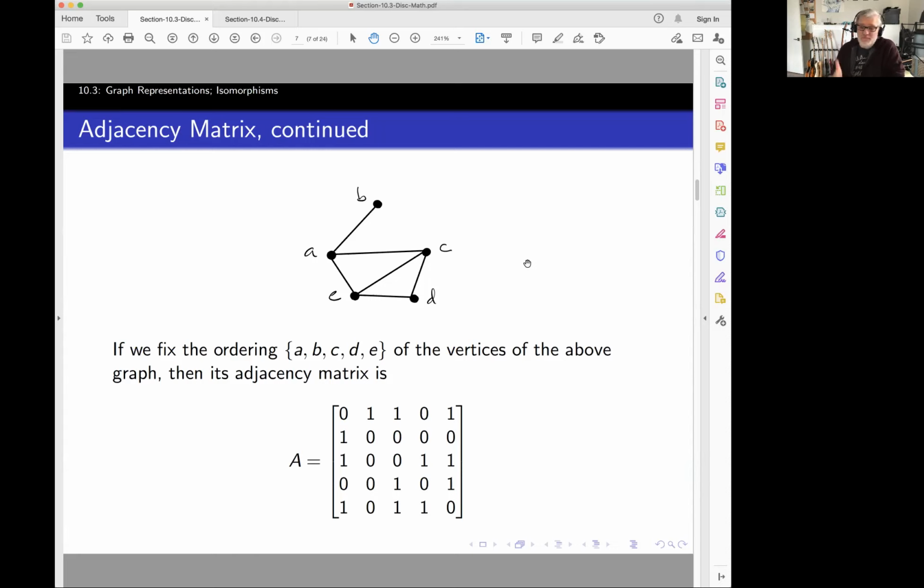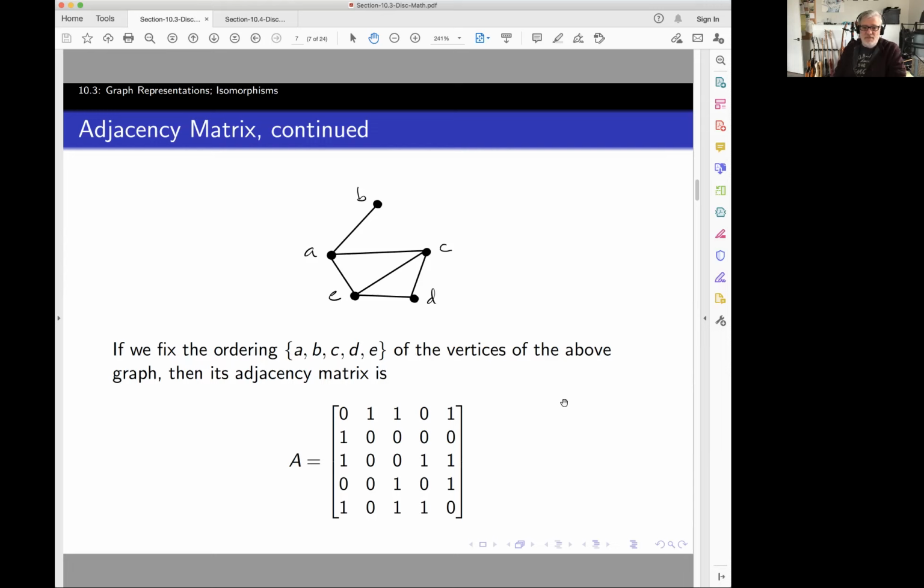So here's the same example. I have my graph with vertices A, B, C, D, E. I choose the ordering A, B, C, D, E. I'm going to get a different matrix potentially if I order the vertices differently. You have to be careful with this. Okay, so here we choose that specific ordering A, B, C, D, E.